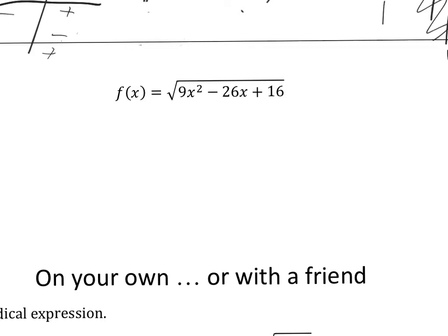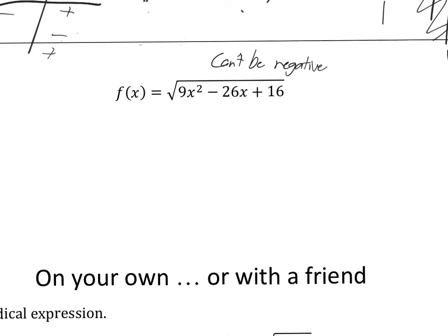Thinking about square roots, what am I not allowed to take the square root of? A negative, because it would give me i, and I don't want to work with i right now. So I don't want anything negative. We need to remember that later, so I'm going to write up here, can't be negative.